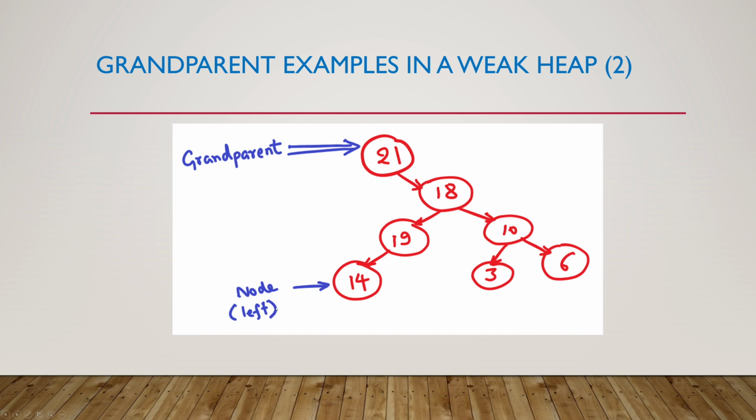Let's take the left hand side one, which is 14. If you see here, this is a left node. So the grandparent will be the grandparent of the parent of 14. Parent of 14 is 19, so we need the grandparent of 19. Now again 19 is a left node, so grandparent of 19 will be the grandparent of its own parent. Its own parent is now 18, and 18 happens to be a right node. Because a right node's grandparent is its own parent, we started with 14 and ended with a grandparent at 21, which is the root node.